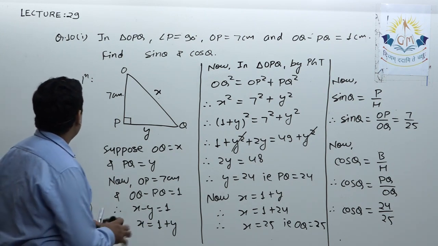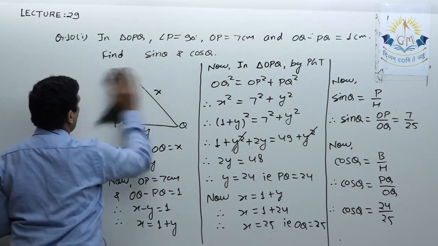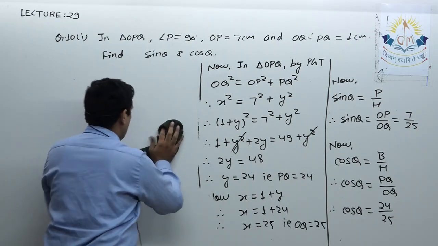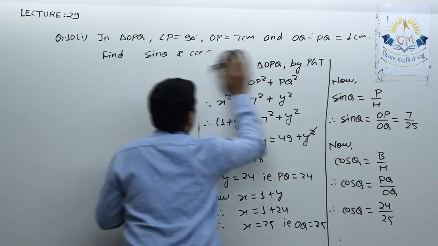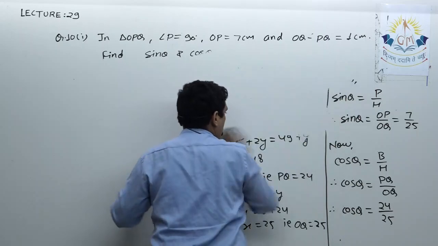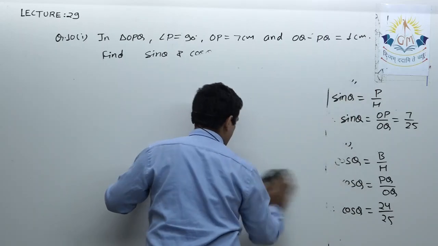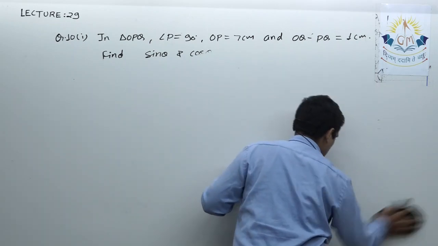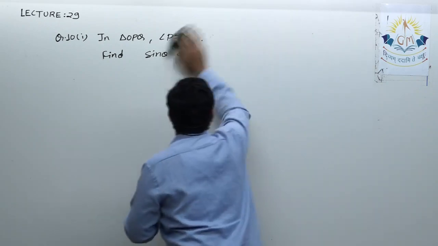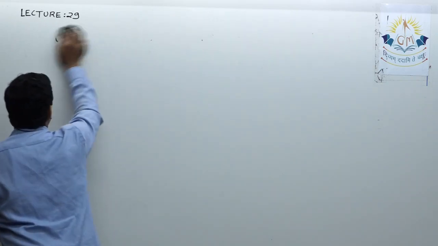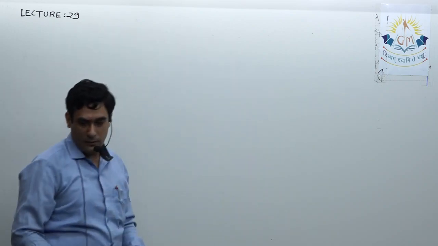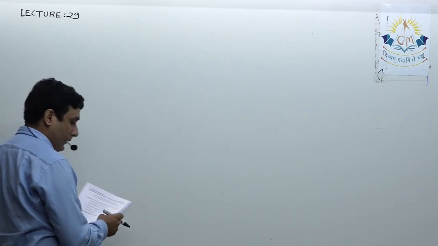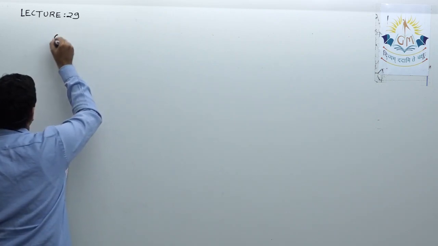Okay, now the second part of question number 10, that is for your homework, is almost similar to this question. Now we'll see question number 11. These are simply true and false, but still we'll see each and every question.